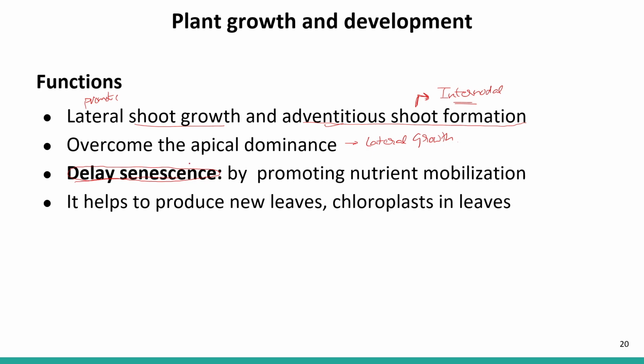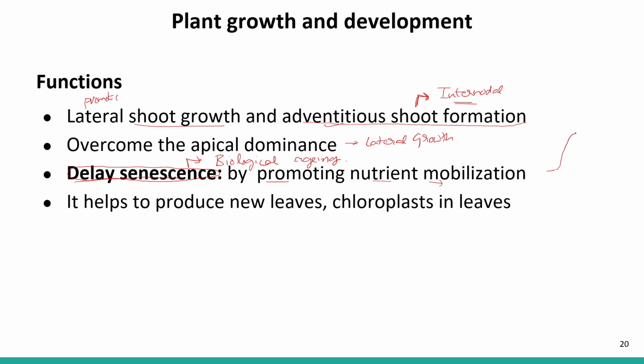What is senescence? It is known as biological aging. Senescence ultimately leads to death of the organism. So cytokinin delays senescence. How? By promoting nutrient mobilization.